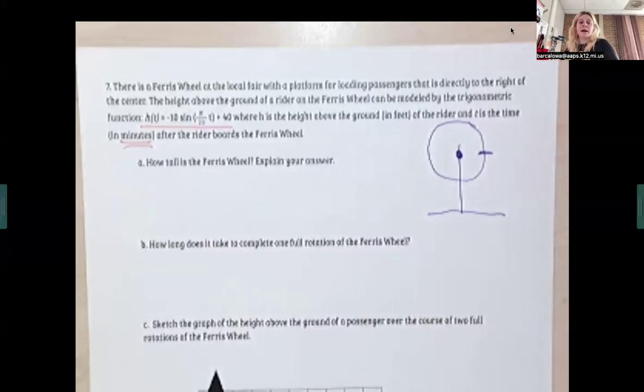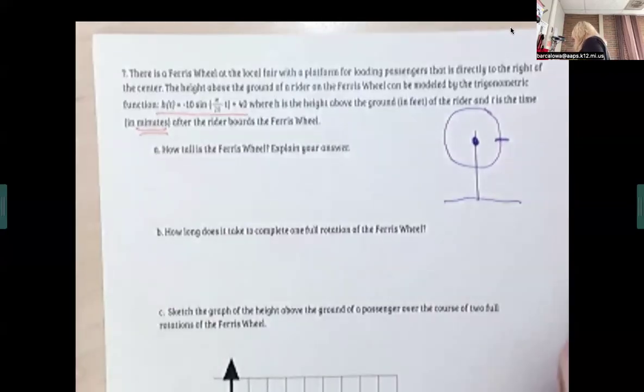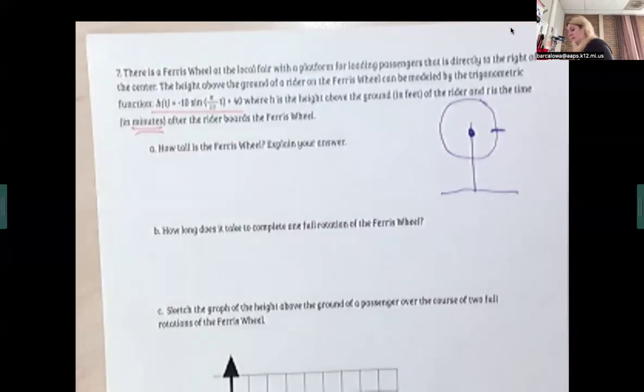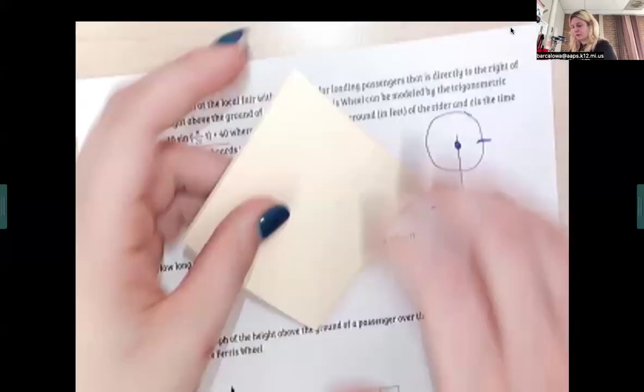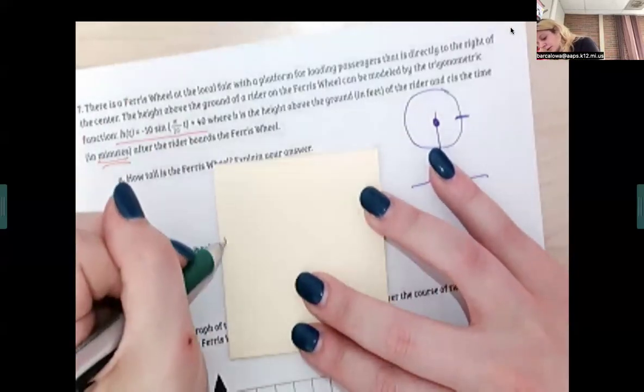Okay, how tall is the Ferris wheel? Let's talk about some of this stuff, okay? I'm actually going to get a piece of scrap paper to talk about it, okay? So let me write down the function. H of t.